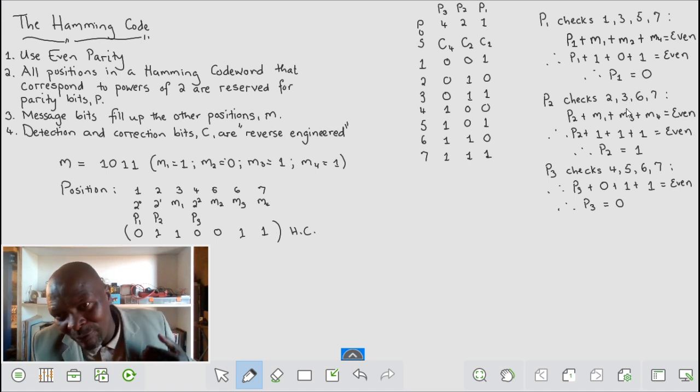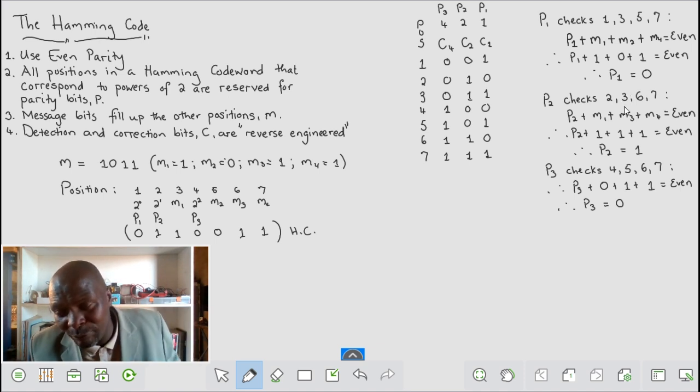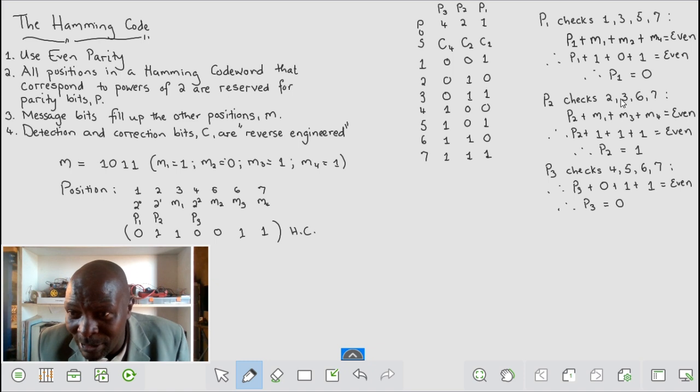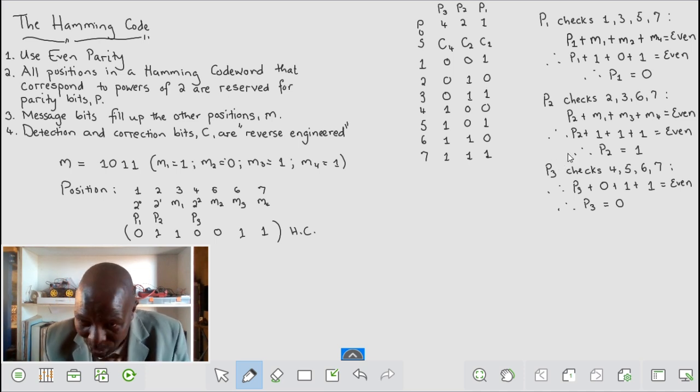Maybe we could have had more. If we had a count to 10, we probably would have gone to P4 protecting that, depending on how long the number is. So obviously the number of protections that we need depends on the length of the number. What I'm trying to point out is that P3 and P1 check digit 5, so it is not only protected by 1 bit. There's no bit except for 1 and 2 perhaps that is only protected by a single parity bit. The rest have got double or more protection.